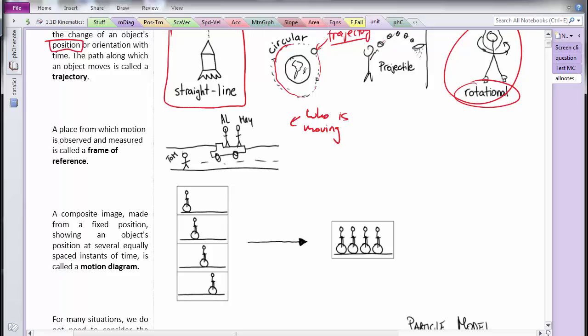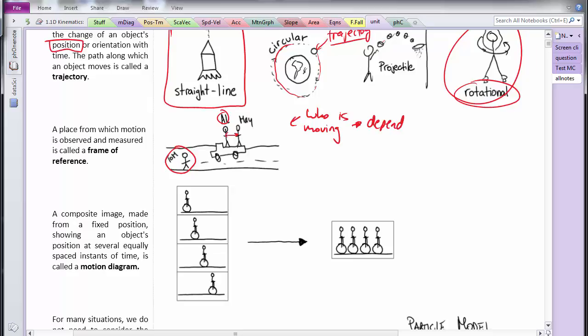For example, here, if Tom sees Al and May moving on this truck, okay, Tom would say that Al and May are moving. But if Al looks at May, Al would say that May is not moving because she's always right there, standing that same distance from him. So the question of who is moving, okay, depends on the point of view.